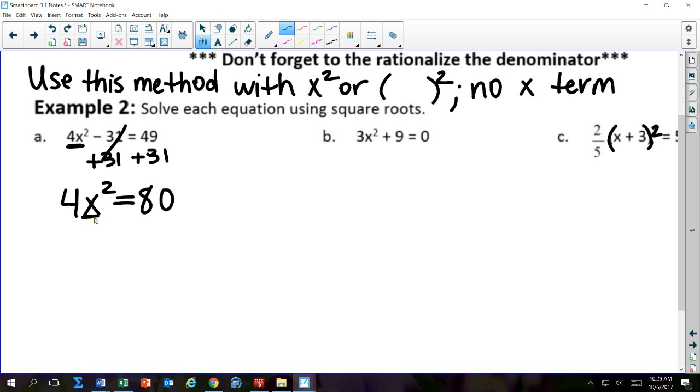But I just want x squared on this side. What's the inverse of multiplying by 4? Dividing by 4. So the next step is I'm going to divide both sides by 4 before I take the square root. 80 divided by 4. Let's see, 8 divided by 4 is 2, so this must be 20.